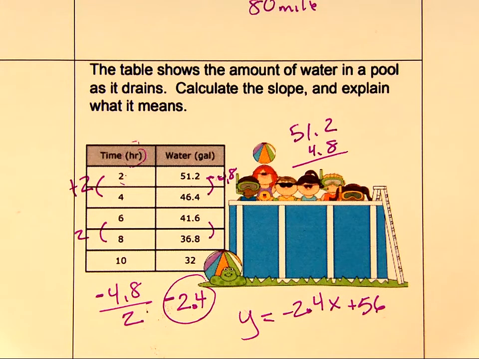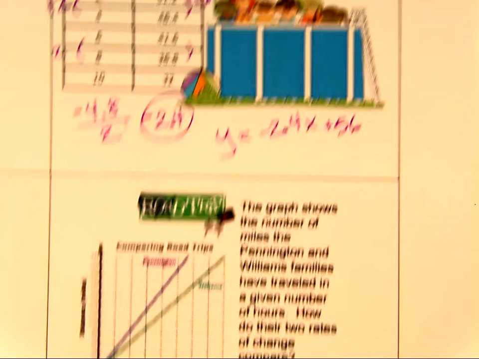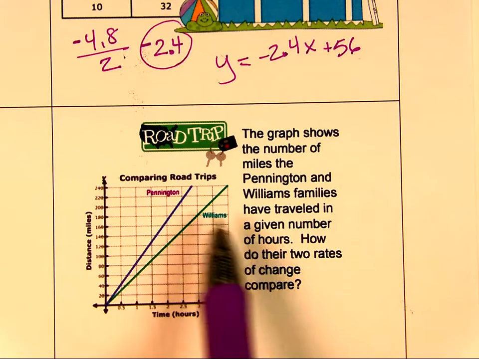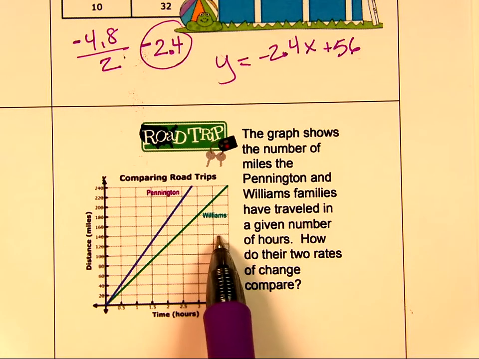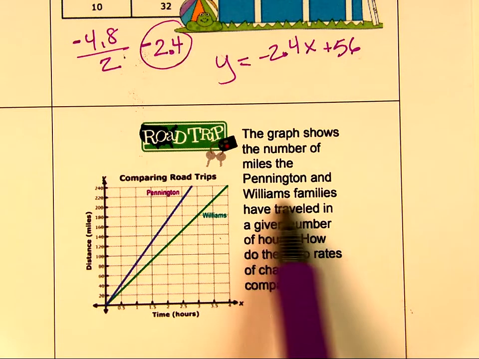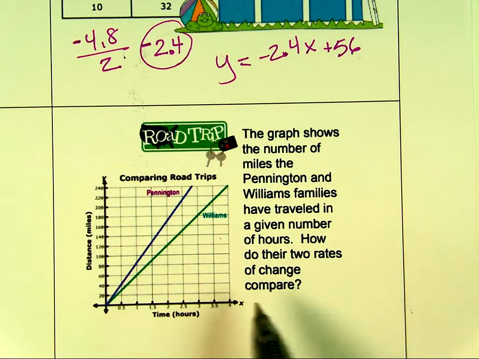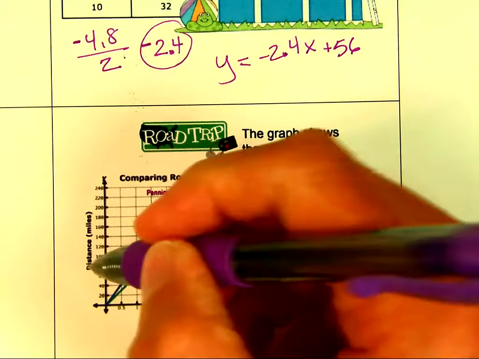And you would find your answer, how long it's going to take to drain that whole pool if it stays at that same rate. Okay, road trip time. So there's 2 families and they're traveling. It says the graph shows the number of miles that the Pennington and the Williams families have traveled in a given number of hours. So we've got time in hours, we've got distance in miles.